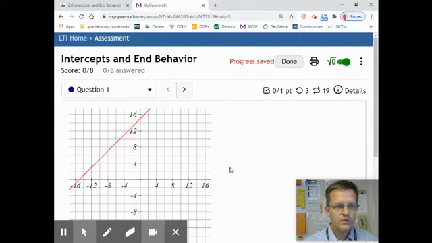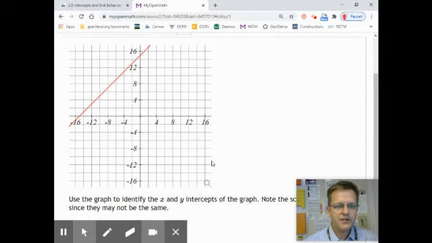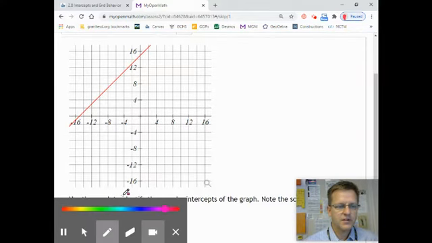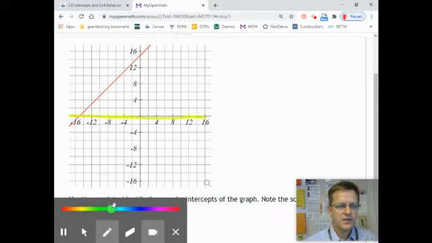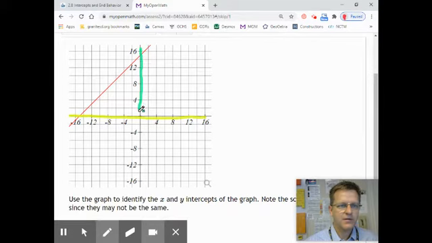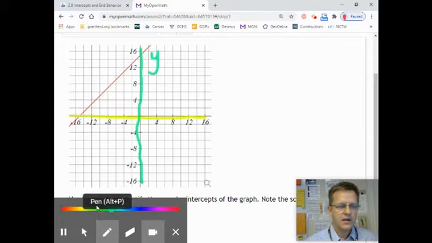So here we're looking for the intercepts of this red line. Now what we mean by the intercepts are where does it cross the x-axis. Here, let's draw a line here for the x-axis. And where does it cross the y-axis? And here we go with the y-axis. So here's y and here is x. So where do they cross?